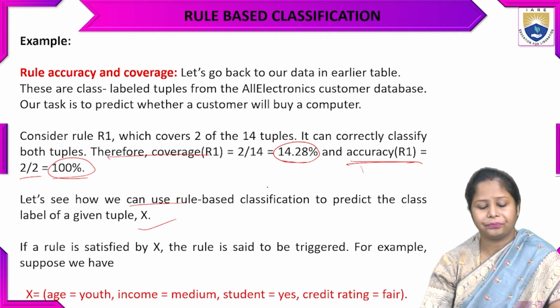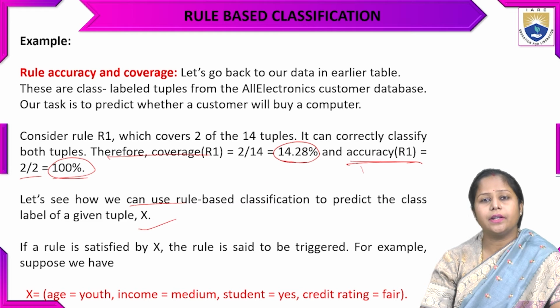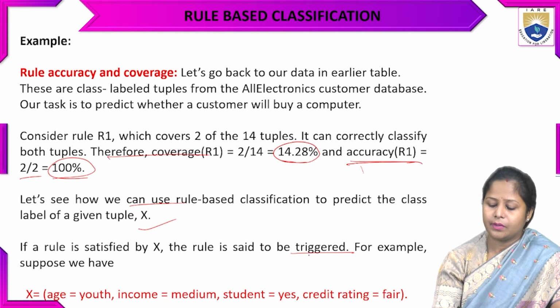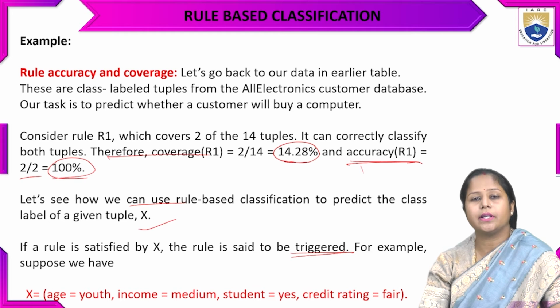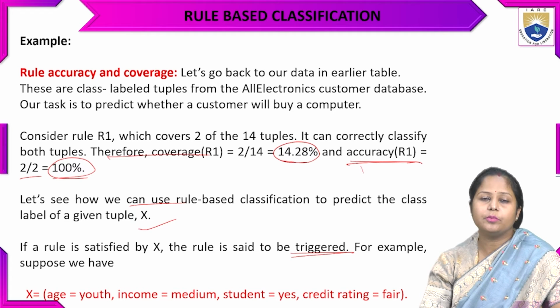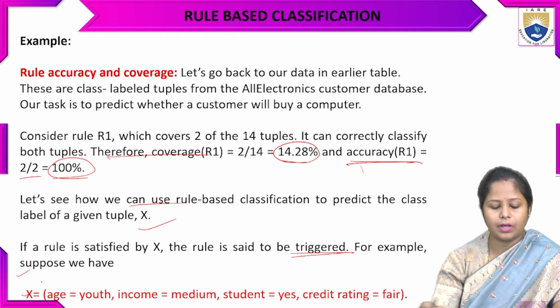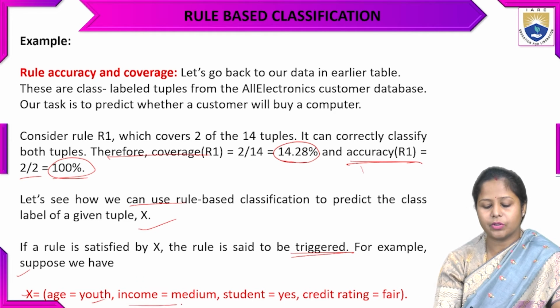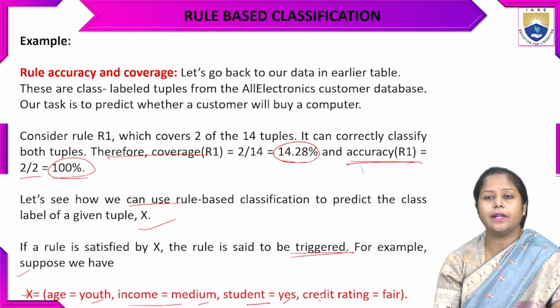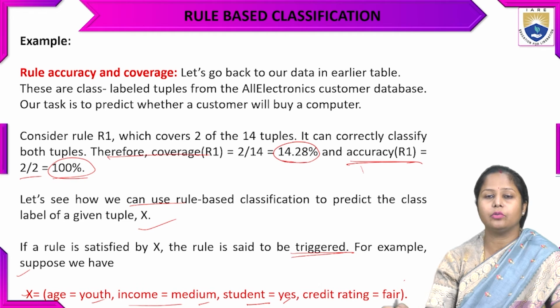Let's see how we can use rule-based classification to predict the class label of a given tuple X. If a rule is satisfied by X, the rule is said to be triggered. So if the condition is satisfied, the rule is said to be triggered. For example, suppose we have X equal to: age is youth, income is medium, student is yes, and credit rating is fair.